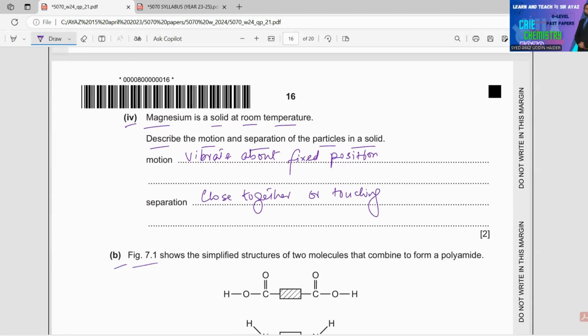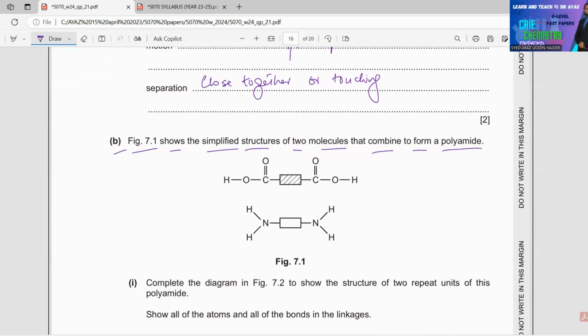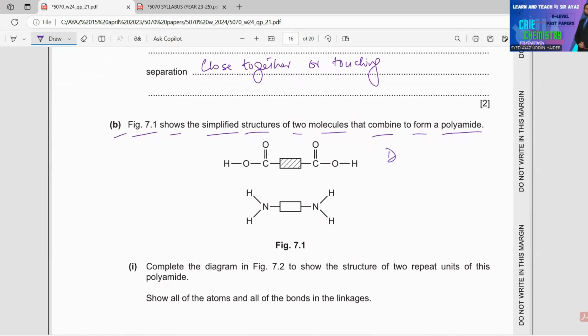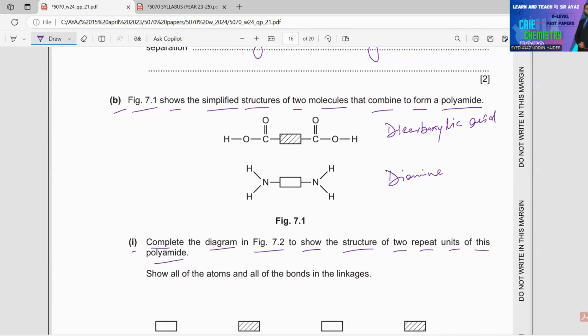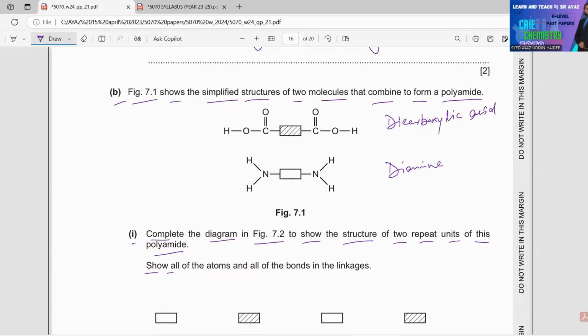B. Figure 7.1 shows the simplified structures of two molecules that combine to form a polyamide. The top one must be a dicarboxylic acid, having carboxylic acid groups at both ends. So dicarboxylic acid. And the other structure below is a diamine because it has amine groups. Diamine. Number 1, complete the diagram in figure 7.2 to show the structure of two repeat units of this polyamide. Show all of the atoms and all of the bonds in the linkages.